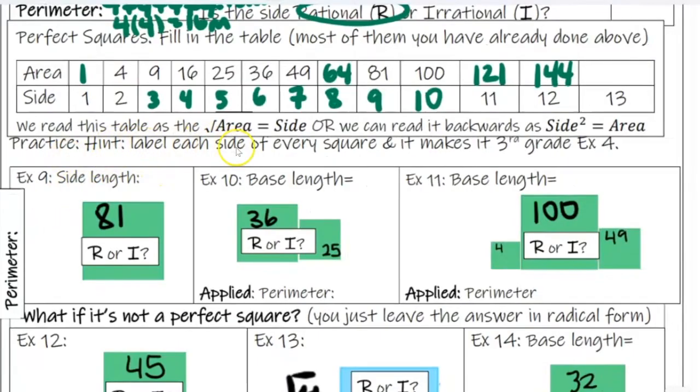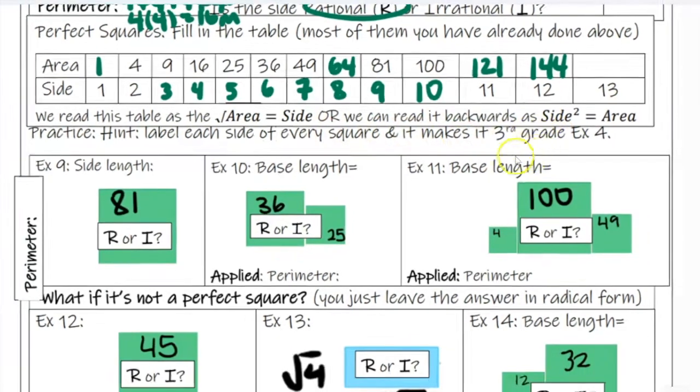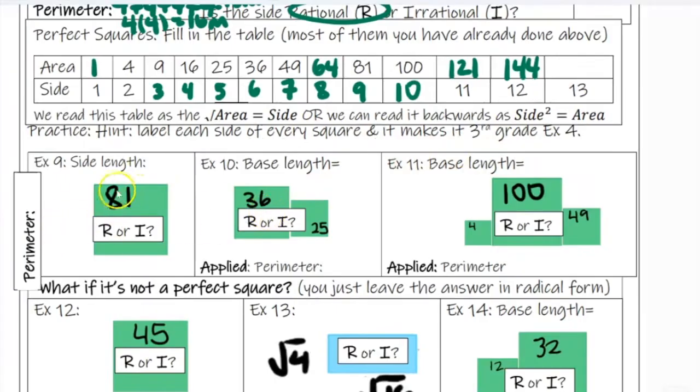So here's our practice. Hint, label each side of every square, and it makes it third grade, just like example 4 on the previous page. So what we're saying is, again, if you're given the area and we want to go to the side, remember you have to take the square root. If you're given the side and you want to go to the area, then you square it.